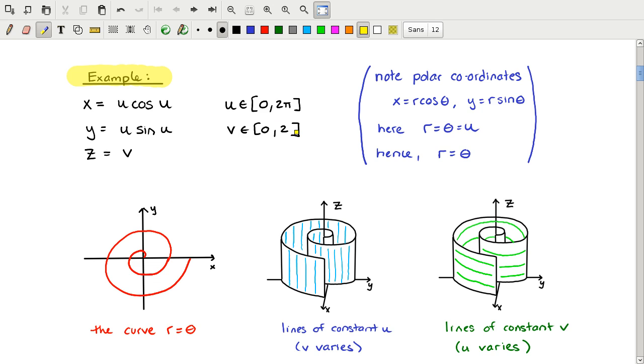How in the world could we plot that, and how did I get these pictures that are drawn on the screen? Let's take a minute to think about this.